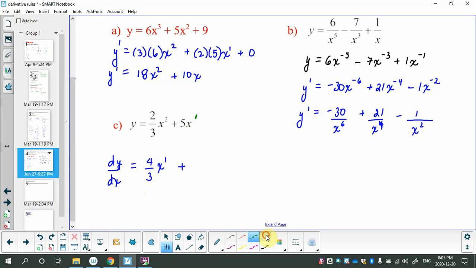So it's 1 times 5 is 5. Subtract 1 off of 1 is 0. So this answer is 4 over 3x. Do not let the x slide into the denominator. Plus 5. X to the 0 means there isn't any, so I'm not writing it down. It also means 1, and 5 times 1 is 5, and we're done this question.